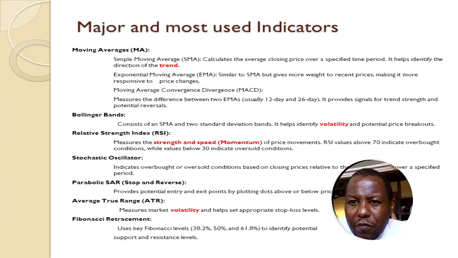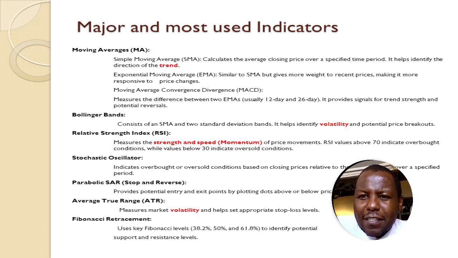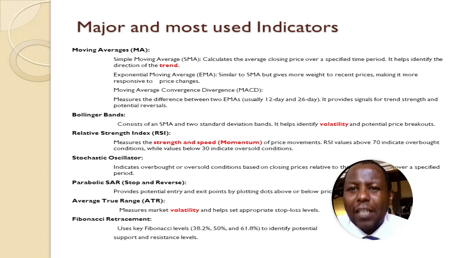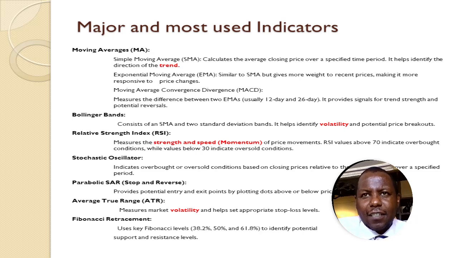Okay, exponential moving average, EMA. It is similar to the simple moving average, but it gives more weight to recent prices, making it more responsive to price changes. Okay, moving average convergence divergence. That's MACD. I think in the next two lessons, we're going to deal with MACD by itself. We're going to split out to deal with several indicators here. All right, then we move on.